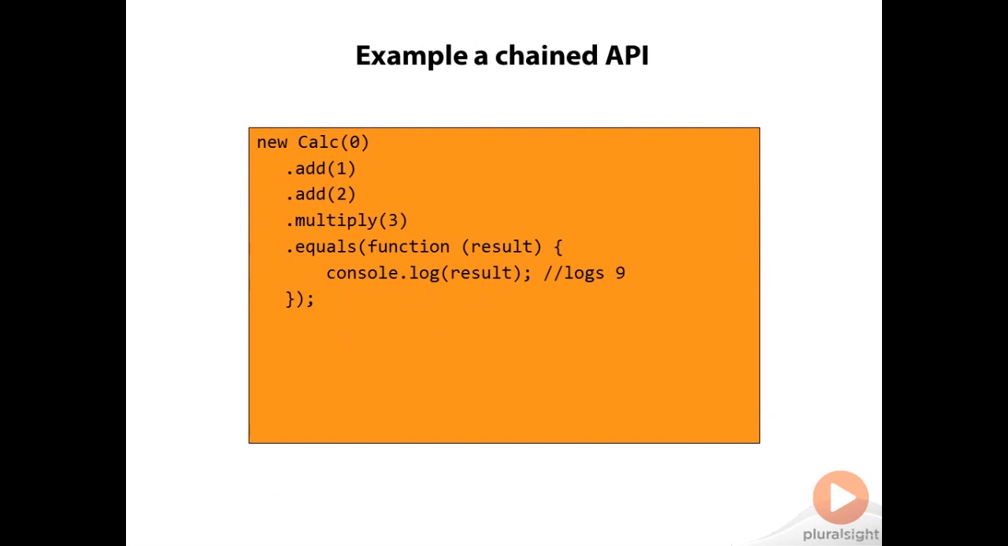In this example, I've got a simple little calculator which I've created. I start off by assigning the initial value for the calculator, which is going to be 0, and perform some add and multiply methods against it. I finish up by calling equals, which will then allow me to provide a callback function of something that I want to do.